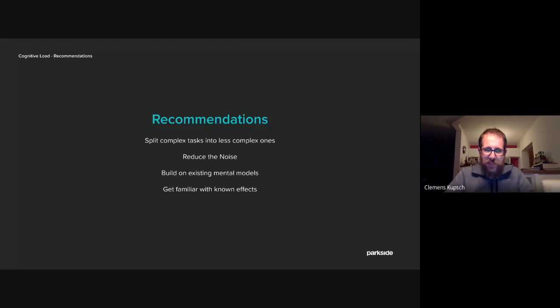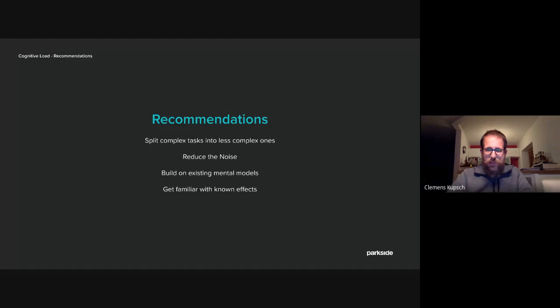Last but not least, and by the way, the list could go on for quite some time, the last one on my list is get familiar with known effects. Researchers found a set of common effects in learning situations, and we should consider them on a regular basis as they help us to identify those possible problems a user may be confronted with. Similar to heuristic evaluations where you go through a list one by one, you can do the same thing with cognitive load theory. There are effects. You can find them on the internet. You can Google them. And it's always good to have an eye on those.